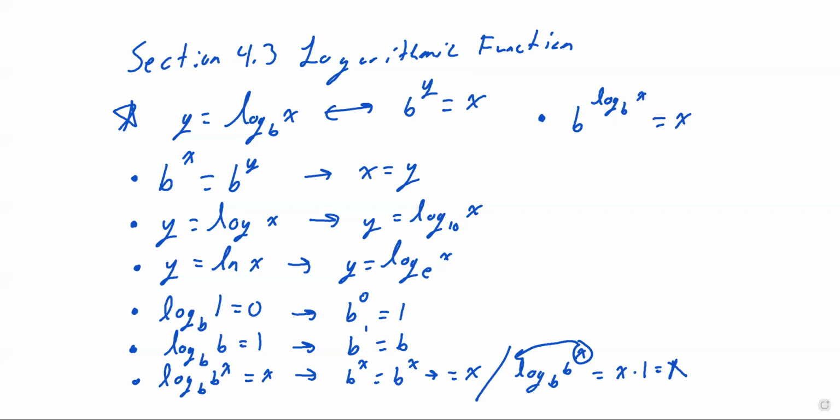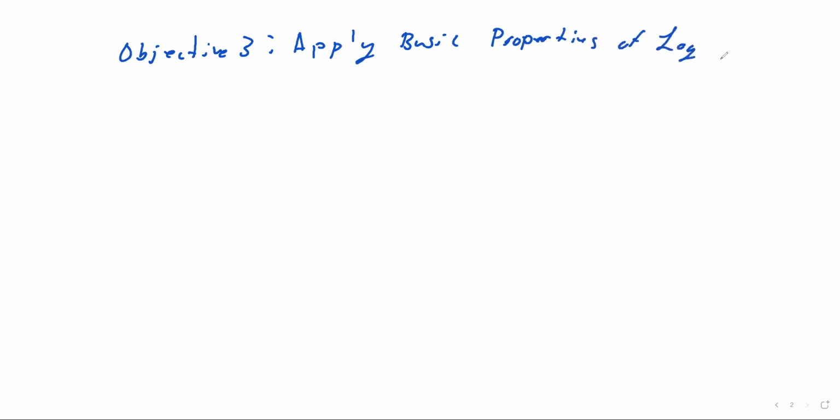So we were going into objective 3, which is apply basic properties of logarithms. Basically, we're going to use what I just reminded y'all of to rewrite and solve some of these. In this first example, if I have log base 6 of 6 raised to the 7th, this would equal 7. And again, the reason is that if the base and the base of the exponent are the same, the exponent is my answer.